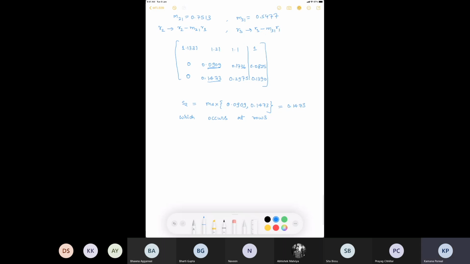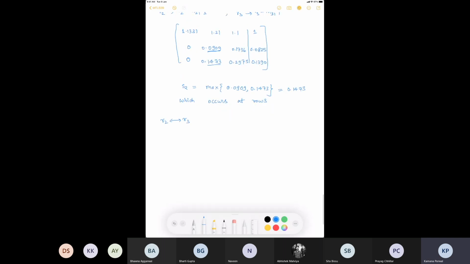So I'm going to perform R2 exchange with R3. So this will give me this new system. So first row is as it is. Now second row will become 0.1473, 0.2975, and 0.1390. And the second row will become the third row.